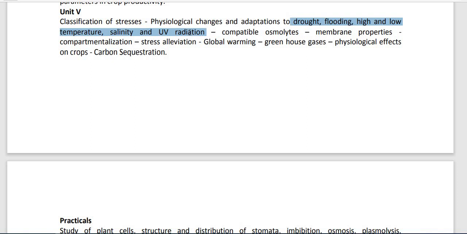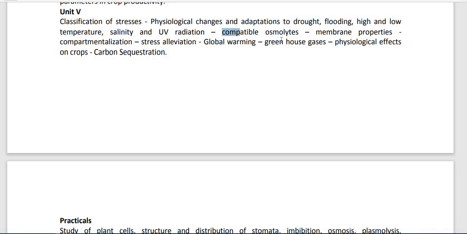For example, in drought resistance, drought avoidance and drought postponement are involved. So these are the adaptations. For salinity, you can see salt overly sensitive mechanisms are involved, and also salt exclusion and compartmentalization of salts. These are the adaptations that the plant will undergo due to these various types of stress.